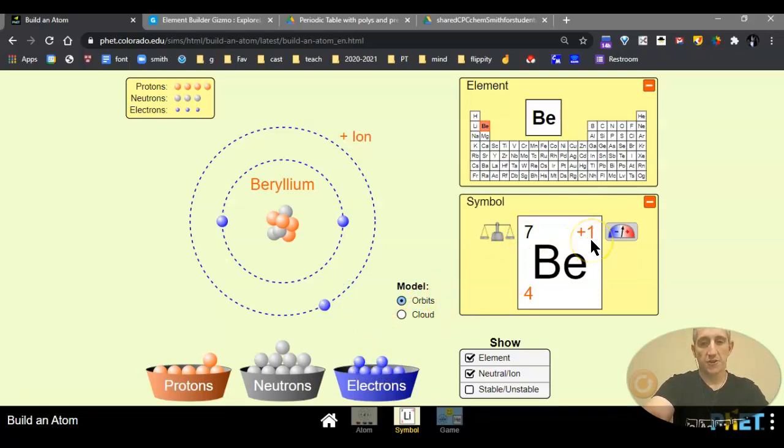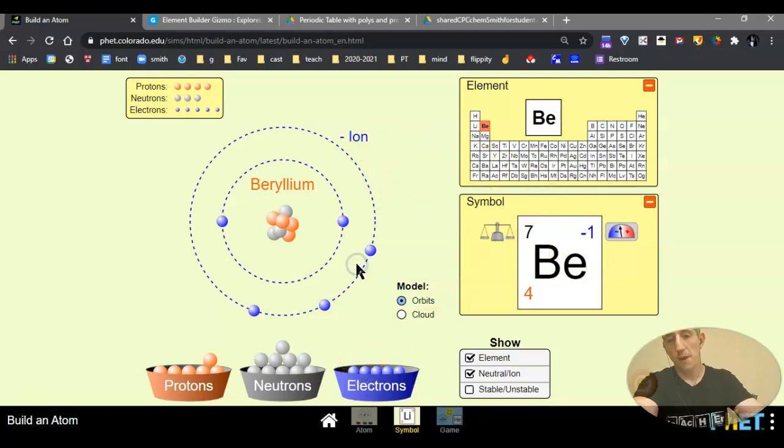That has changed down to +1. This is now still 7, added another one. Now it is neutral. Now it is neutral. Still 7. Electrons contribute so little mass, they're not factored into the mass number.